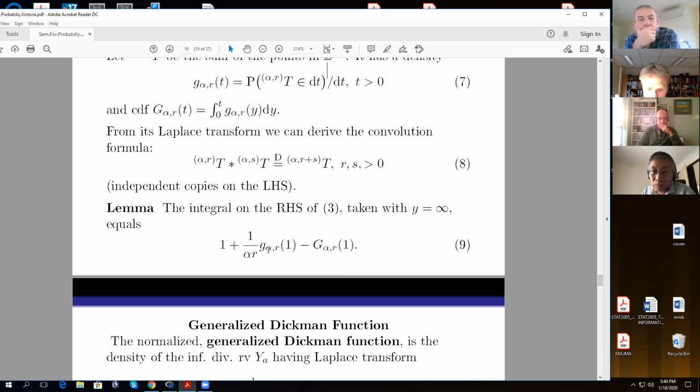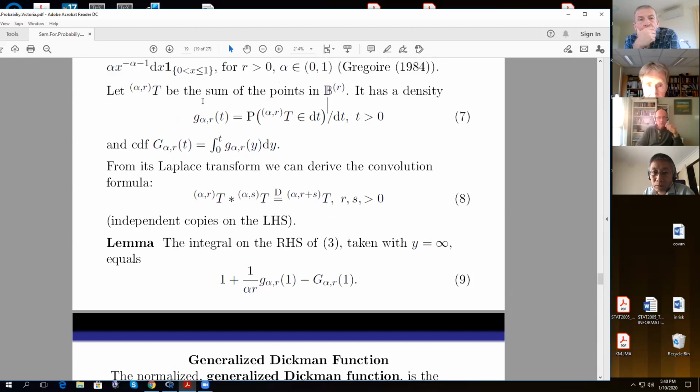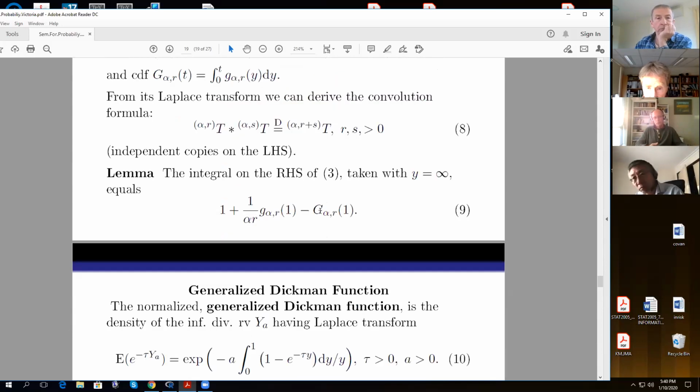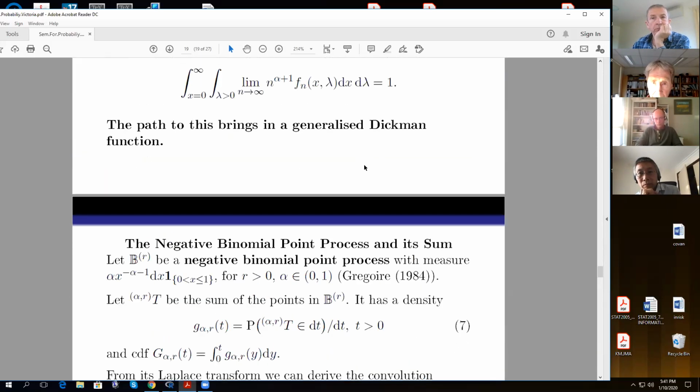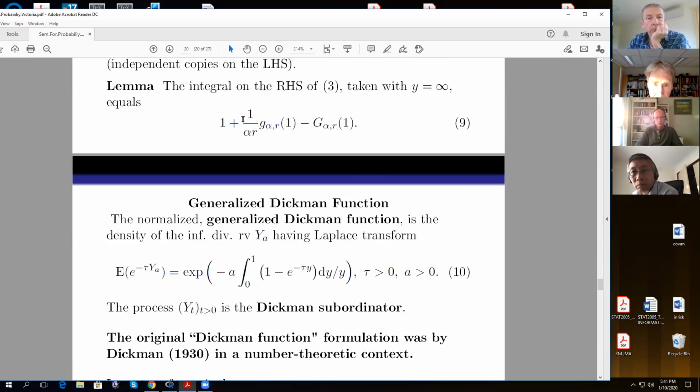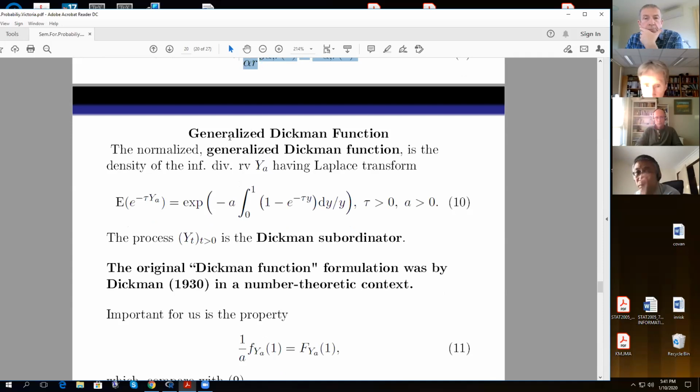So this lowercase g is this density of this sum of the negative binomial points, and the capital G is the CDF. The integral on the right-hand side of 3, taken over the whole range, is of this form. And what we want to show, you'll remember, is that this equals 1. So that means that I have to show that this equals 0. And that's the task of the rest of the seminar. So I hope I can get through.